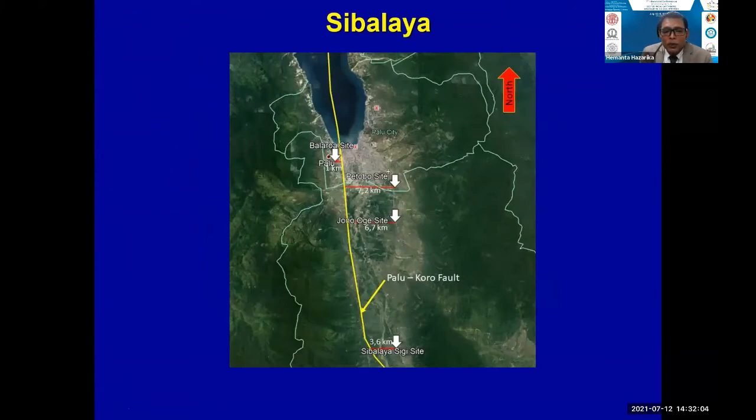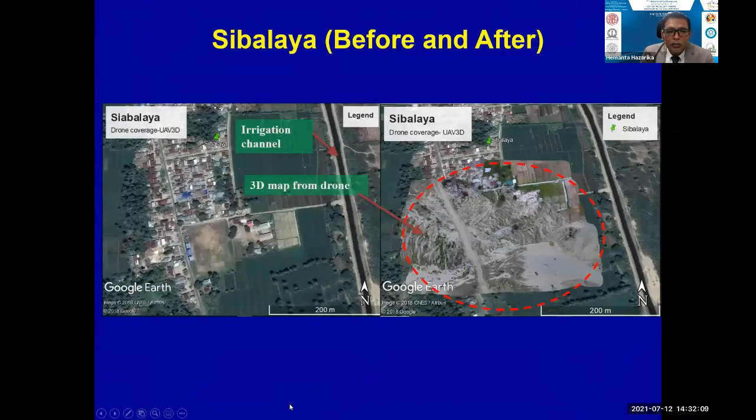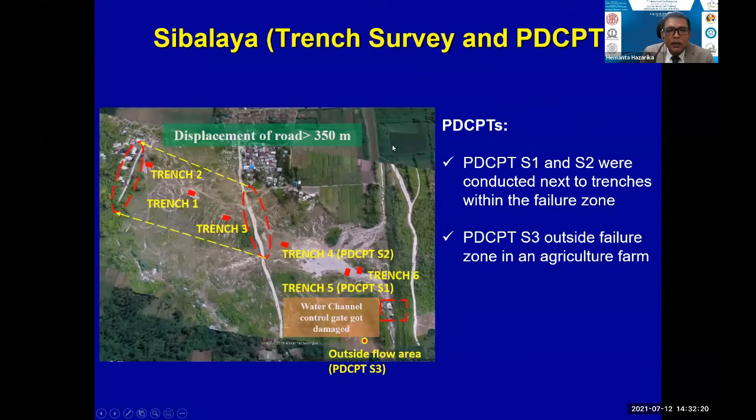Then coming to Sibalaya, another location. This is Sibalaya before, and this is after. You can see that this road is completely damaged and moved by about 300 meters. There's displacement of the road of more than 350 meters, in fact. And we conducted some trench surveys. We dug about 1, 2, 3, 4, 5 trenches on both sides of the flow area, and we also conducted some PDCPT testing.